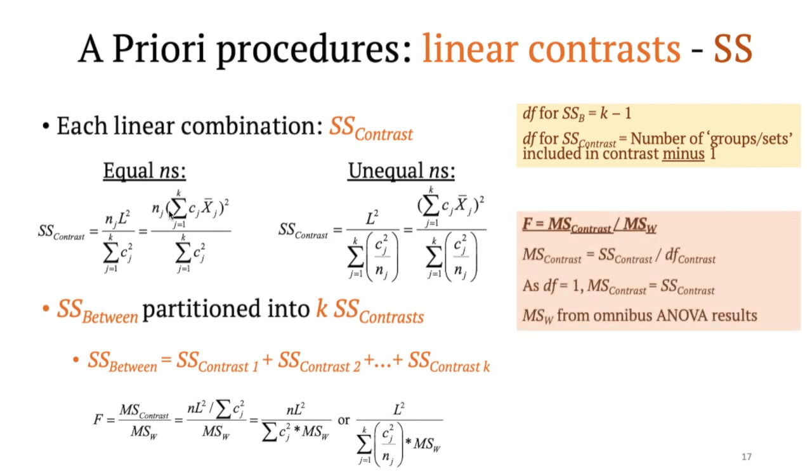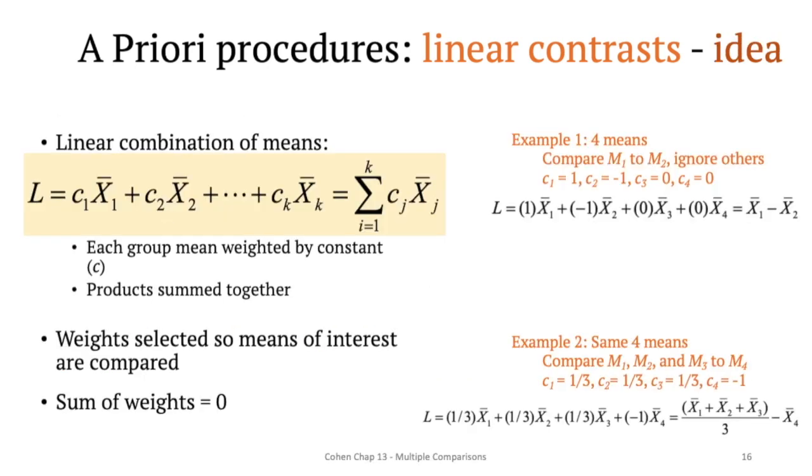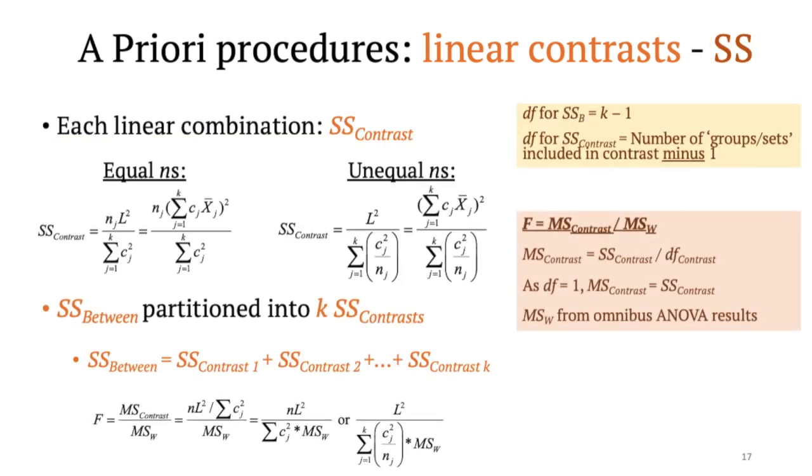So in this case, let's go back. The number of sets here is 2. You have this combination compared to this combination. So in that case, our degrees of freedom would be 2 minus 1, in other words, 1.